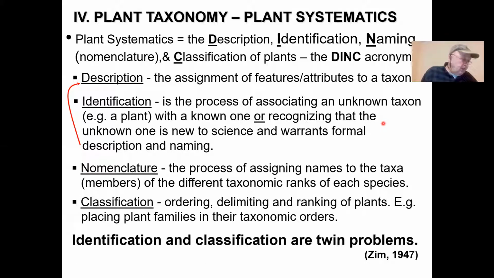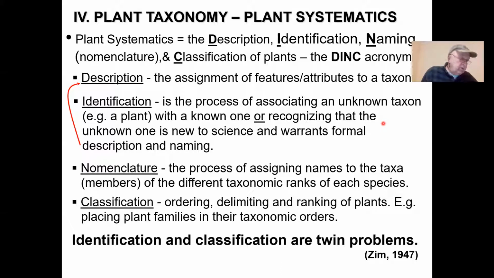Now, Herbert Zim was the author of most of the Golden Guide books. He said that statement back in 1947. I was born in 48, and I'll be 73 in February. He said that there are twin problems, and what he was driving at is that they are twin processes: identification and classification. When you do one, you're doing the other.